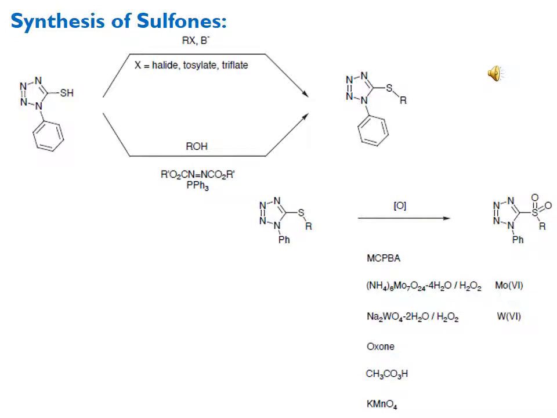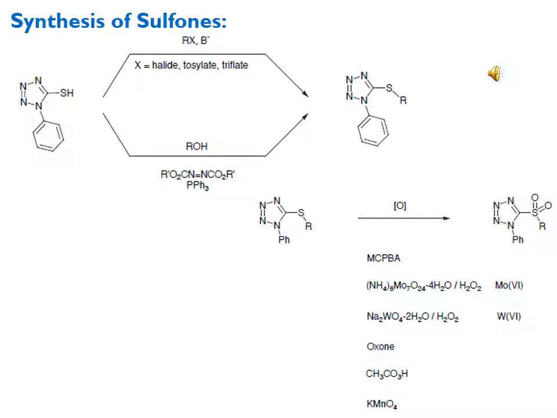Next we discuss here the synthesis of sulfones. Sulfones are synthesized by different methods. Here is discussed one of the most important, or you can say most familiar method, that is thiols. Thiols are compounds bearing this group, which is also known as mercapto group. This mercapto group or thiol is converted into sulfides by the reaction with halides, tosylates or triflates in the presence of base, or by the reaction with alcohols in the presence of these catalysts and solvents.